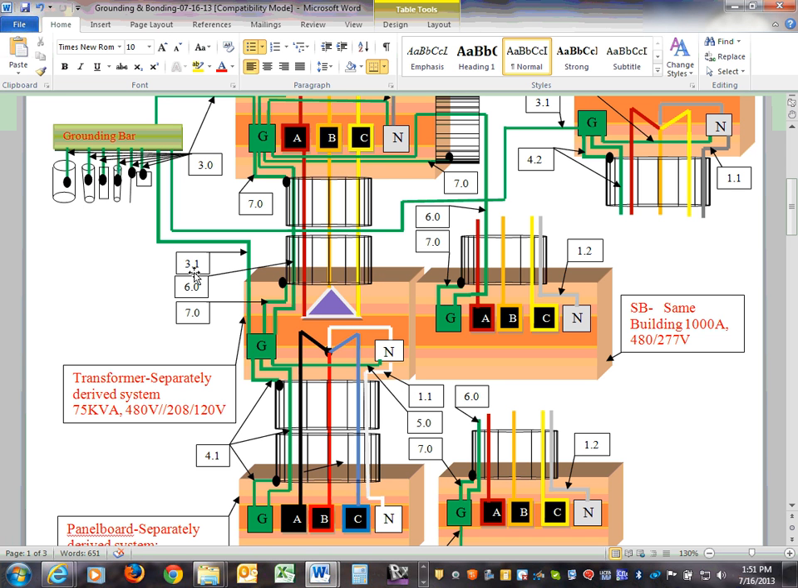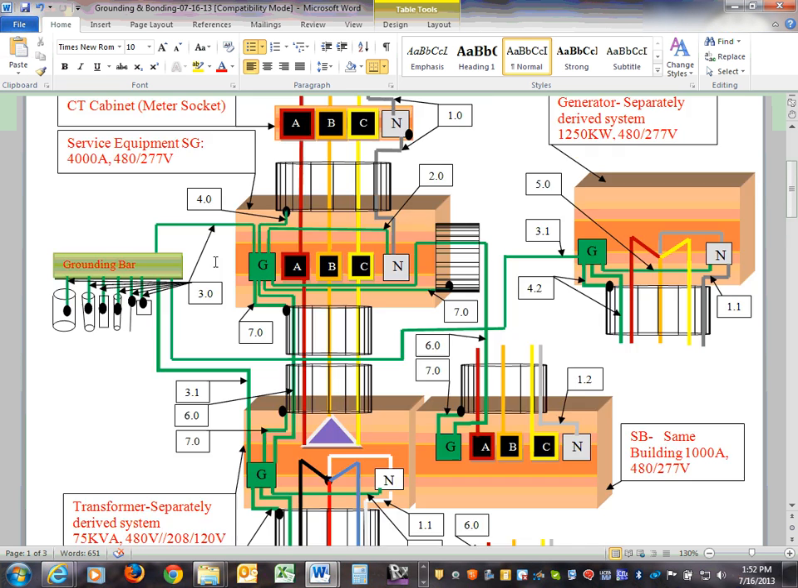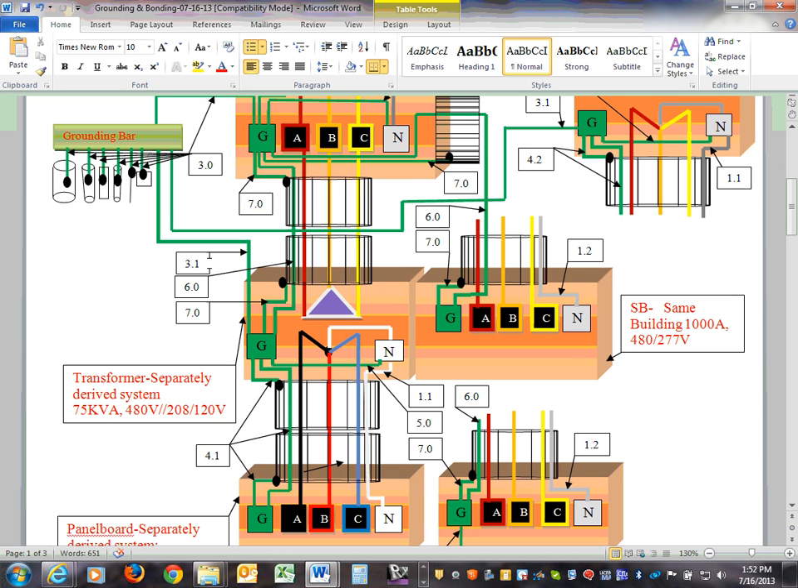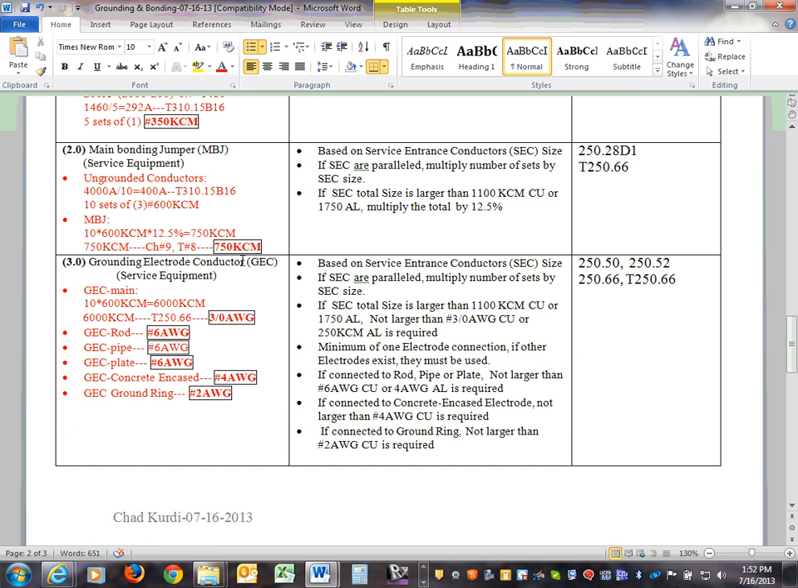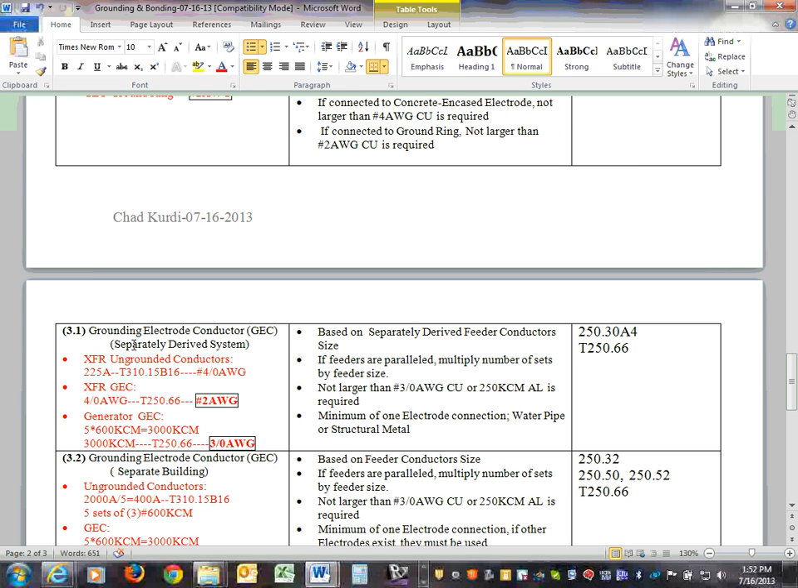Any comments, guys? Does it sound like a service? Exactly. A separated derived system sounds exactly like a service. Isn't that what we did here? We called it 3.0 at the service, and 3.1 is at the separated derived system transformer. That's why I call it 3.1. If you go to 3.1 here, it says grounding electrode conductor underneath the separated derived system. That's how you do it at the separated derived system.